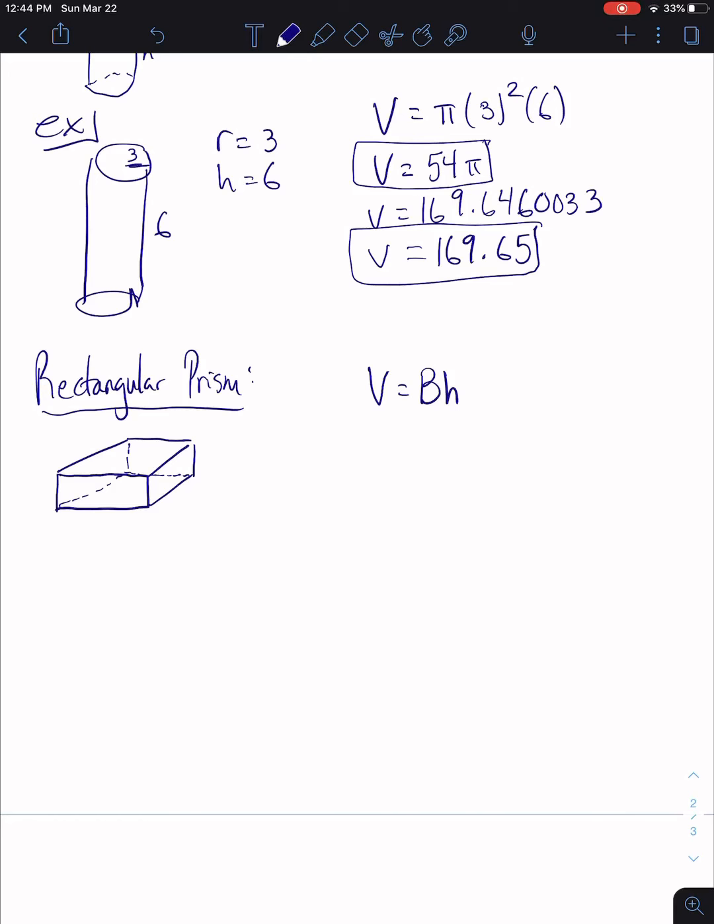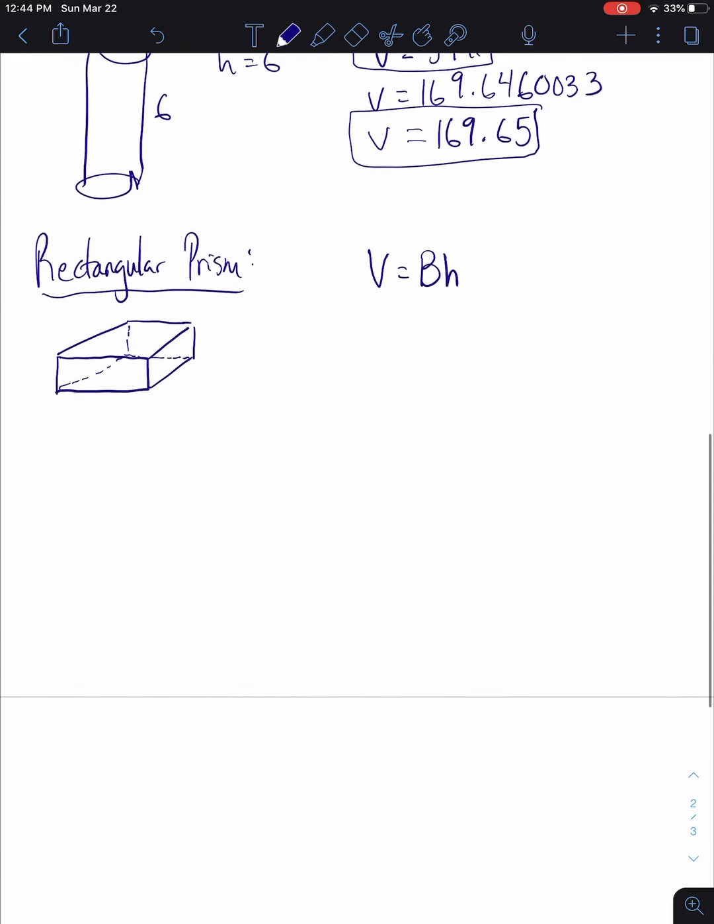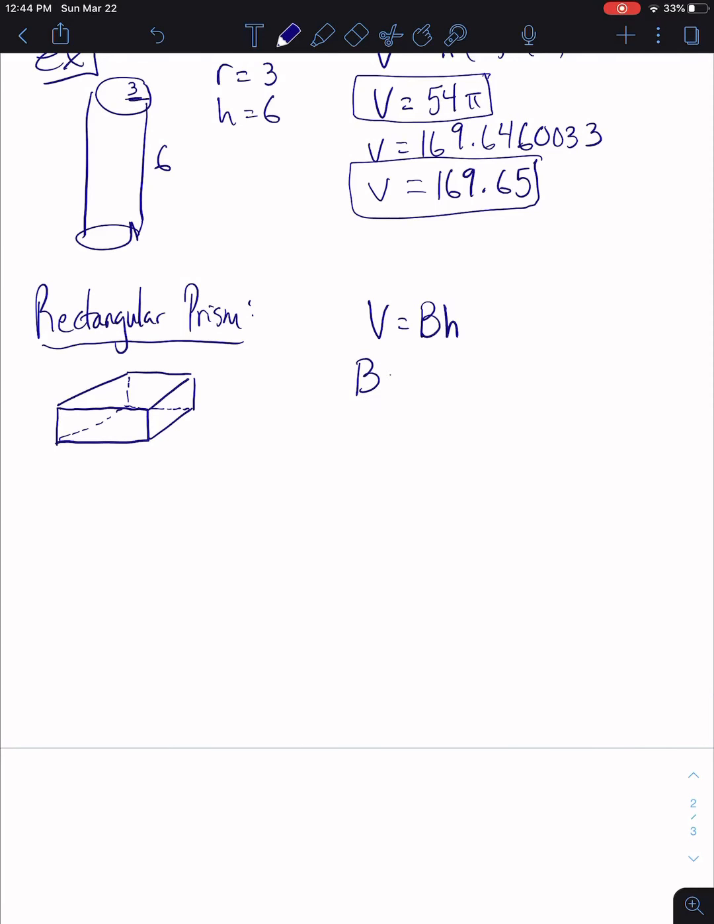Now, for any general prism, the capital B is equal to the area of the base. So instead of giving you a different formula for triangular prism, rectangular prism, if you had like a pentagonal prism, anything like that, what they're going to instead do is just give you the general prism formula, and then you've got to use the capital B to find the area of the base.